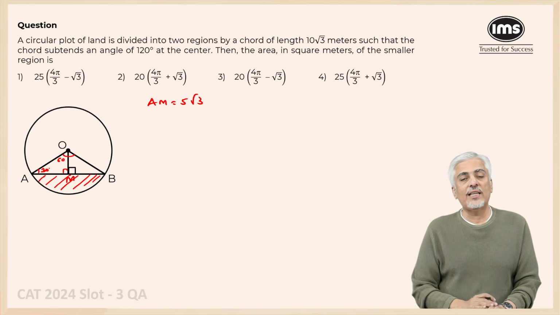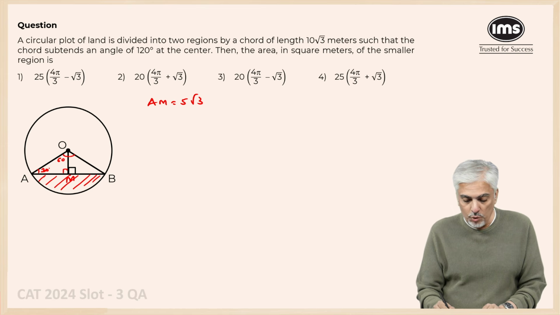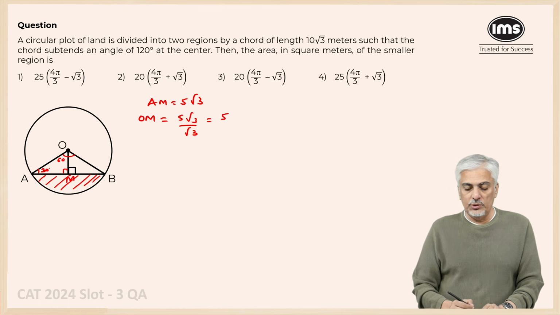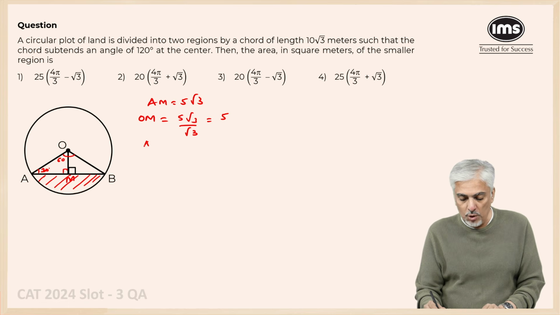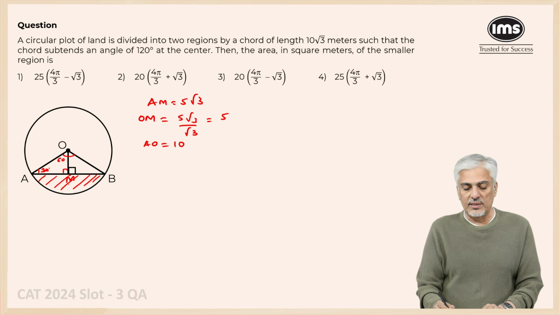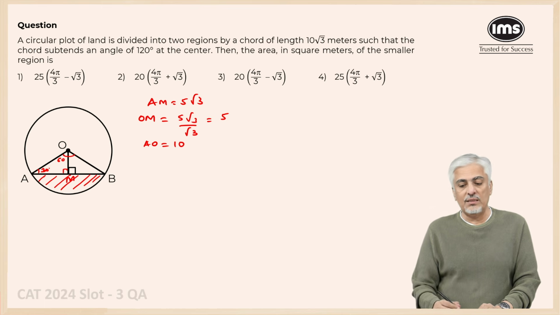What are the formulas? We know side opposite to 60 is root 3 upon 2 of the hypotenuse, or root 3 times the side opposite to 30. So therefore, OM will be 5 root 3 divided by root 3 based on the formulas, which becomes 5. Side opposite to 30 is half the hypotenuse, so therefore AO becomes 10. So we got all our three sides for this. Right? What do we want to find? Because I also wanted the radius for area of sector and so on. So I want to find area of sector minus area of triangle.